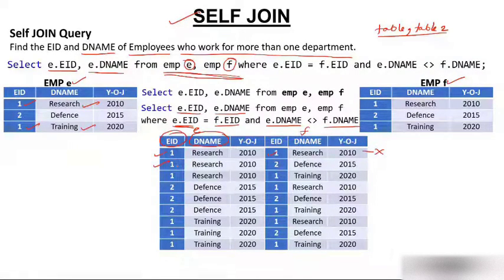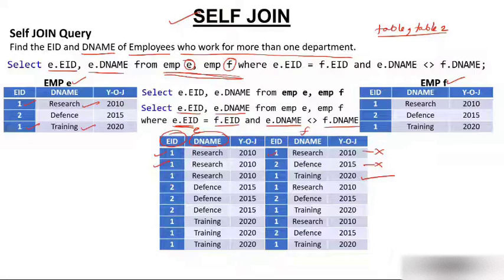So we start with this. Is EID equal to EID? No. So the first condition is false, and we will not include this. Is EID equal to EID? Yes. Is department name of E not equal to department name of F? Yes, it's not equal. So we will select this row. Finally, we'll select this row.